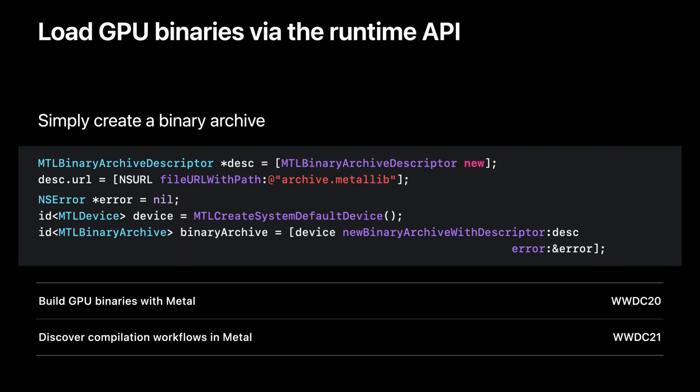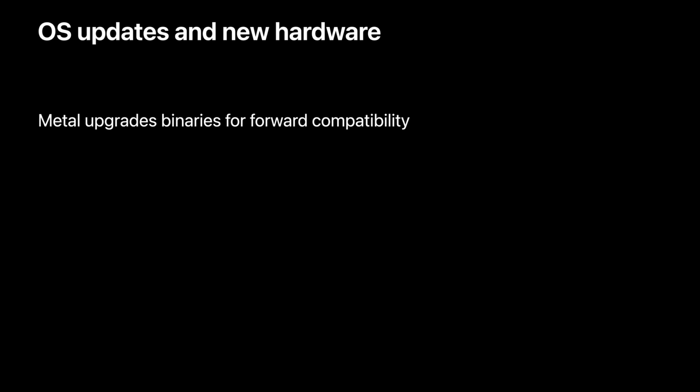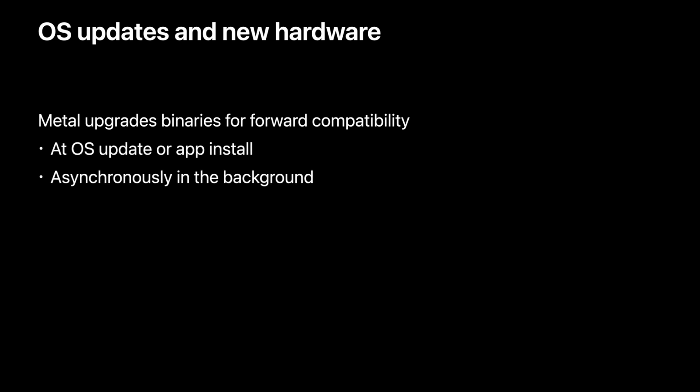Finally, a note on how Metal handles GPU binary compatibility for offline generated artifacts. To ensure your offline generated binaries are forward compatible with future OS versions and products, Metal gracefully upgrades your binary archives during OS updates or at app install time. It does so asynchronously and in the background.